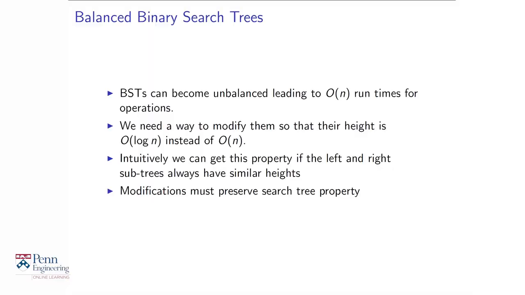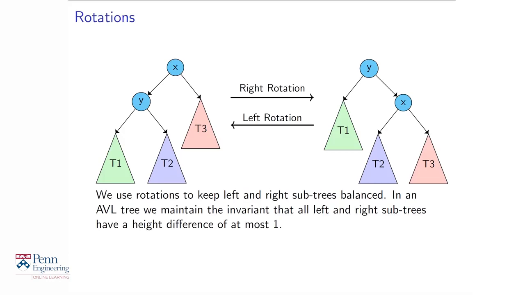So we need to modify the trees while preserving the search tree property that the key at a node is greater than the keys in the left subtree and less than the keys in the right subtree. So we need to preserve that. One operation that helps to preserve this property, but still helps balance the tree, is an operation called rotation. So what's rotation? I'll show it to you by a picture.